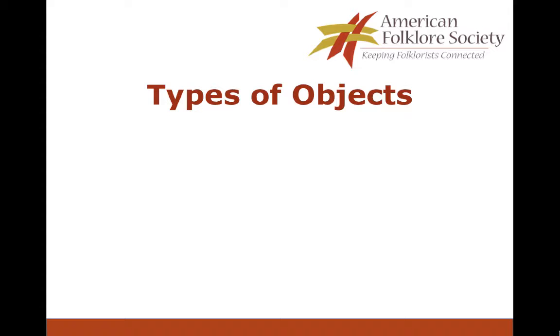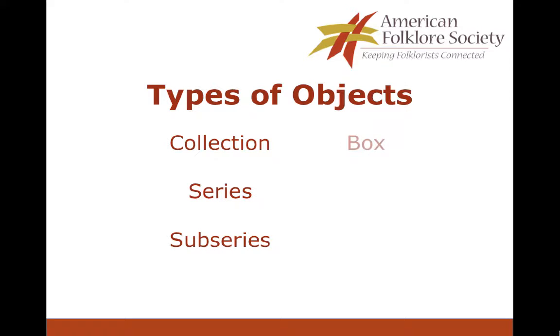To recap, object is a term used in the FCD for the type of database record used to describe archival content. The 6 types of objects, collection, series, subseries, box, folder, and item, represent different levels and aspects of archival description. In this video, we will go over the creation of series and subseries records.